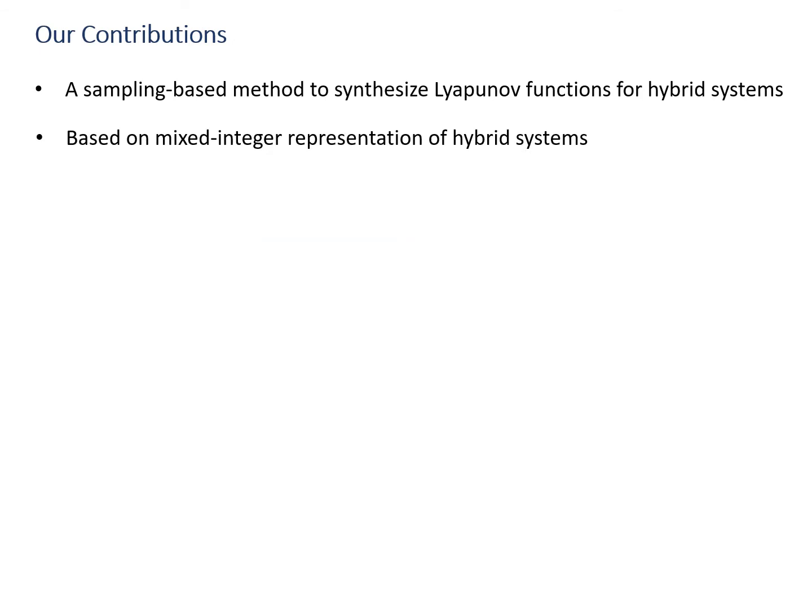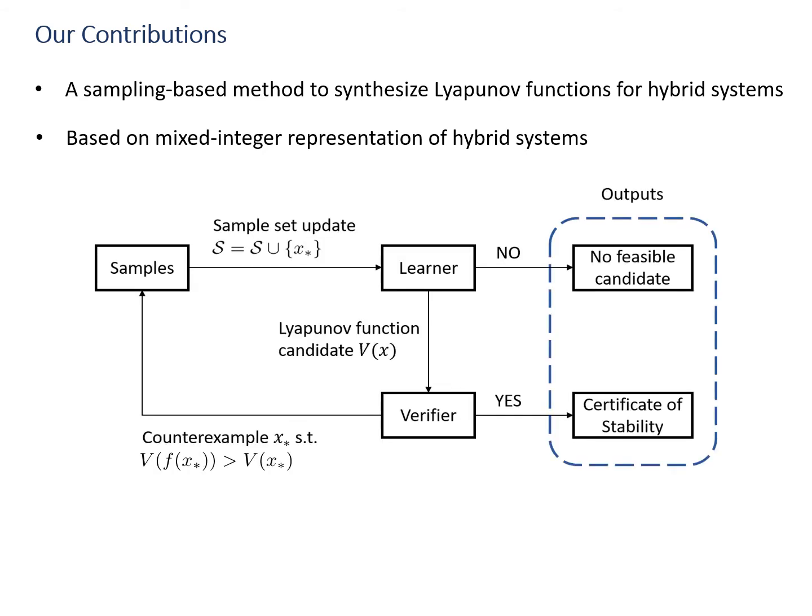In this work, our contribution is a sampling-based method to synthesize Lyapunov functions for when the vector field f(x) of the dynamical system admits a mixed integer representation. Our framework is based on an iterative interaction between a learner and a verifier. The learner module does not make any assumption about the dynamical systems and merely uses a finite set of samples from the dynamical system to propose a Lyapunov function candidate.